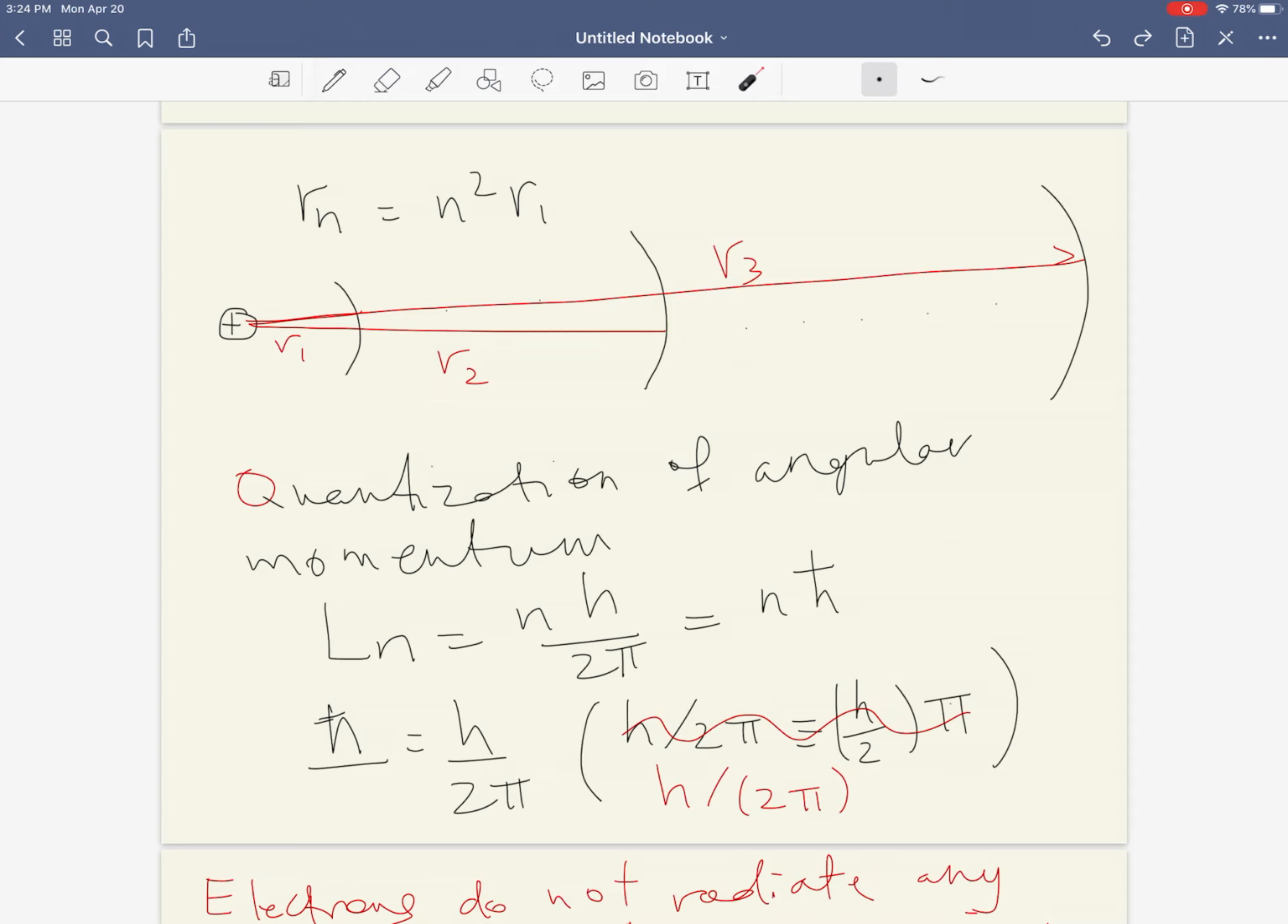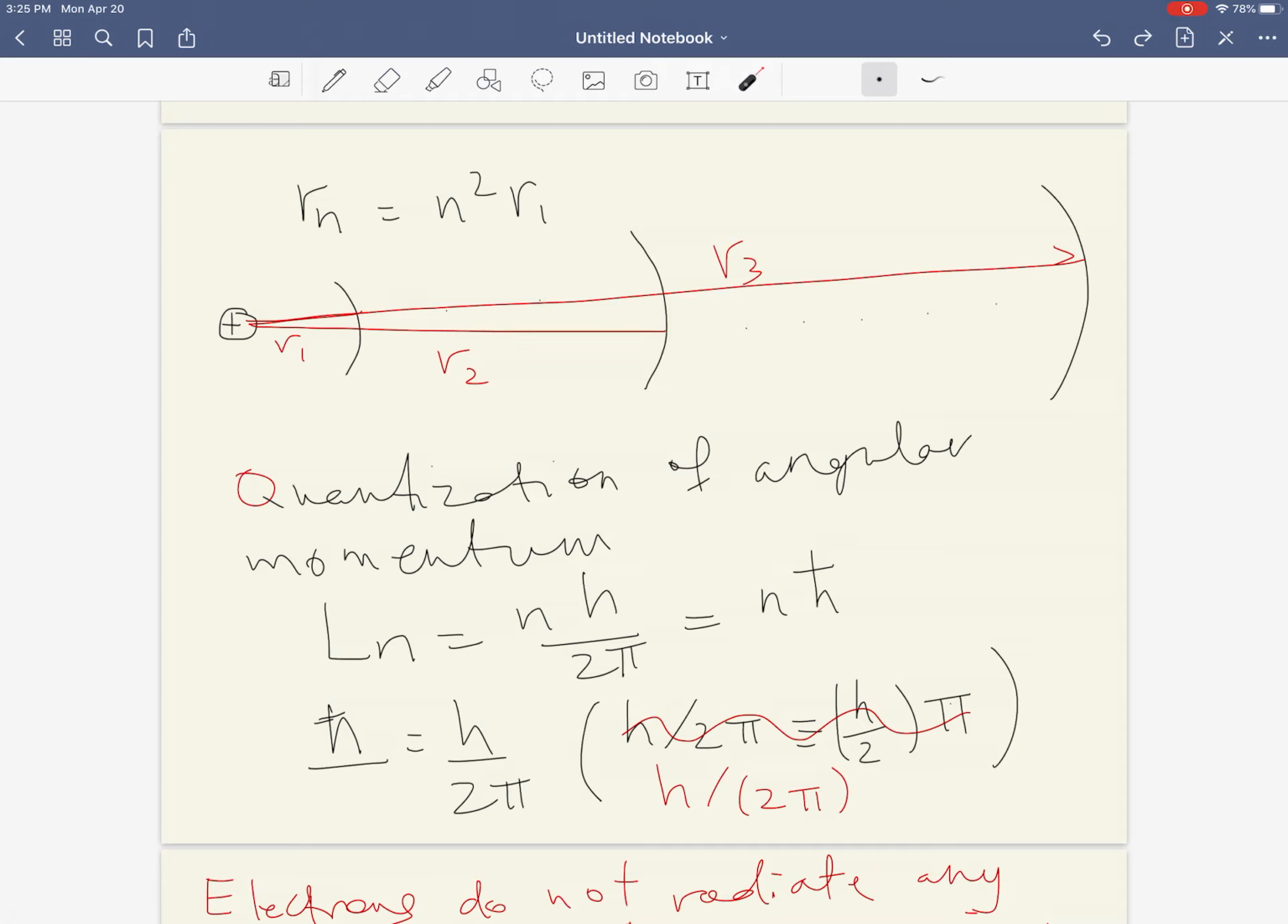Then the Bohr model says that the angular momentum of the orbiting electron is quantized. So this is the quantization of angular momentum. Angular momentum is written uppercase L. So the angular momentum for the nth state will be L sub n, and that's given by n times Planck's constant divided by 2 pi. And since h over 2 pi is very often written as h bar, we can read the quantization condition as L sub n equals n h bar, where n takes on the values 1, 2, 3, 4, 5, and so on.